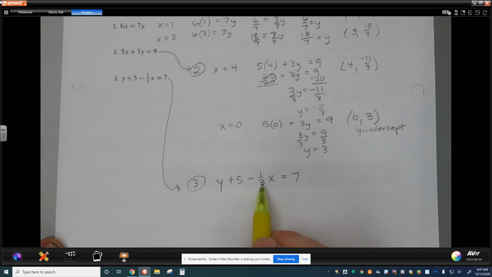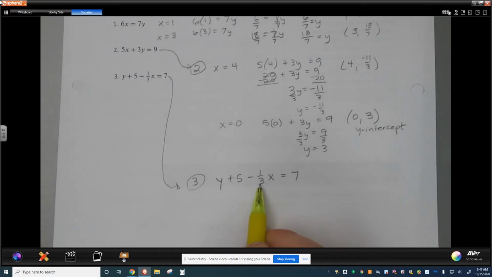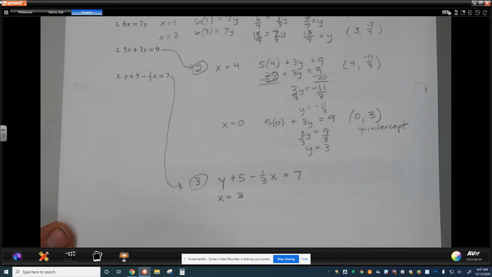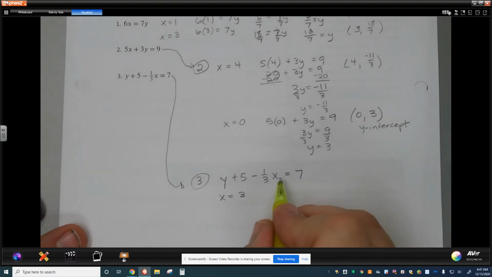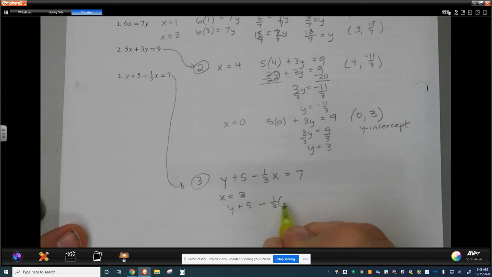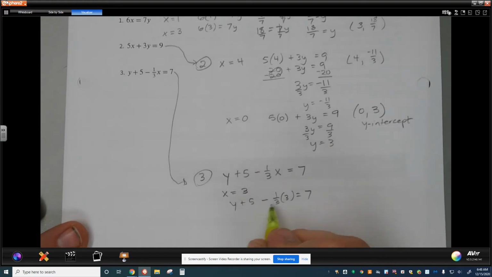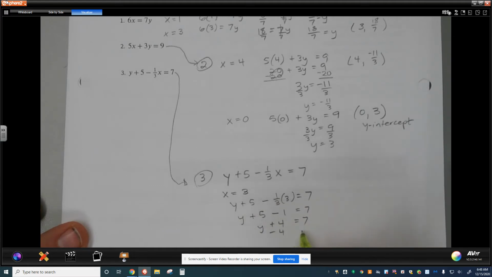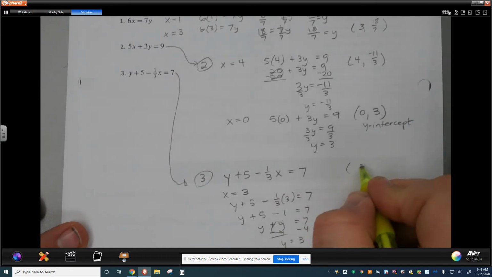In this case, when we're talking about thirds, think about multiples of the denominator. Think about multiples of 3. So if I let x equal 3, I can substitute that value right in there, and I'm going to say y plus 5 minus 1/3 of 3 is equal to 7. Then we simplify those values. y plus 5 minus 1 is equal to 7. y plus 4 is equal to 7. Subtract the 4 on each expression. y equals 3. And so my ordered pair is going to be, when x is 3, y is 3.